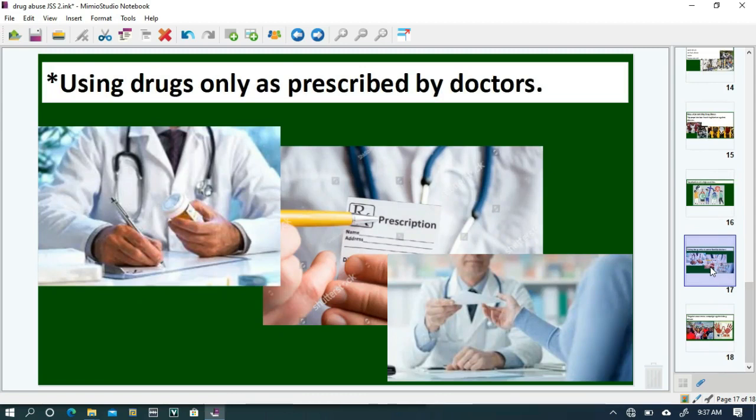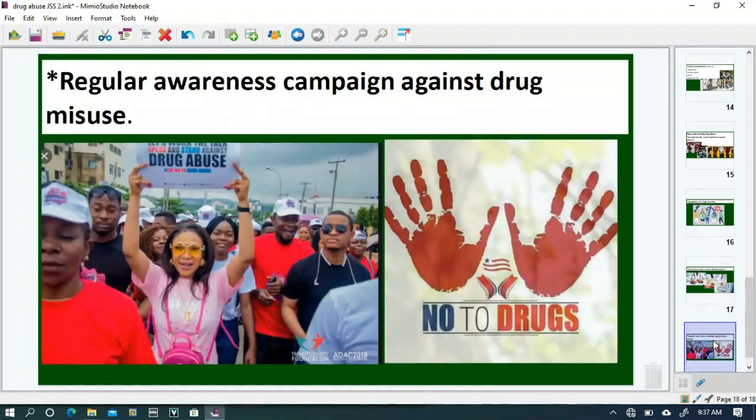3. Using drugs only as prescribed by a medical practitioner. 4. Regular awareness campaigns against drug abuse, by holding different types of symposia, advising the public on the dangers of the use of drugs. This can go a long way in regulating drug abuse and helping our youth to live a successful life.